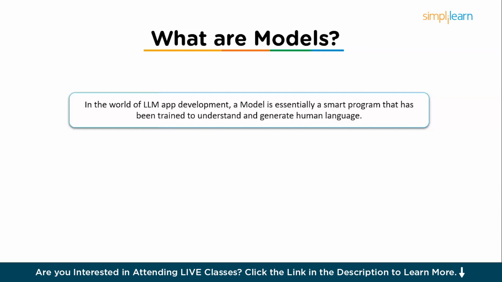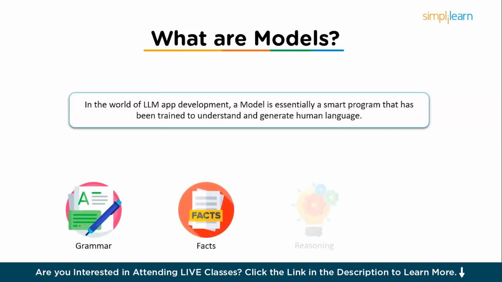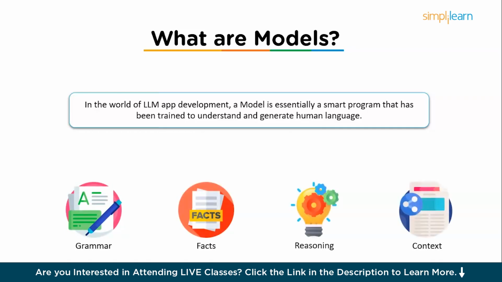So these models are built using huge amounts of data like books, websites, articles, etc. to learn how language works, including grammar, facts, reasoning, and context. In simple terms, a model is like a brain that can read and write language. You can ask it questions, give it prompts, or provide it with information, and it will respond in a way that makes sense based on what it has learned.